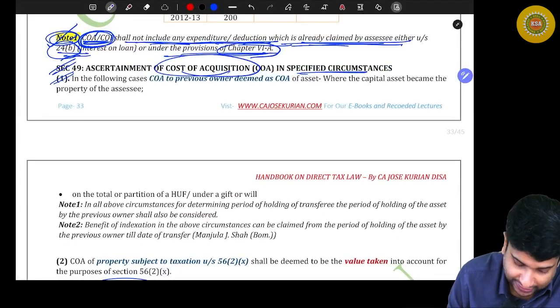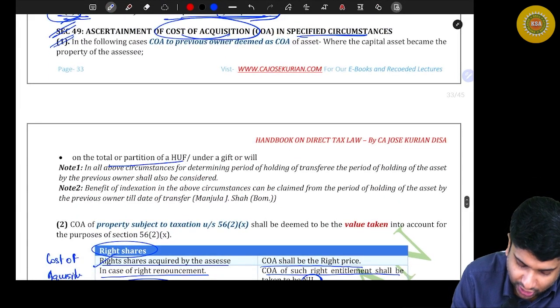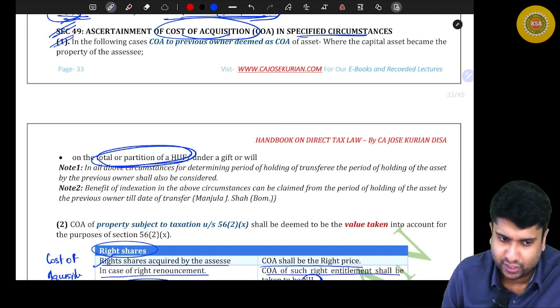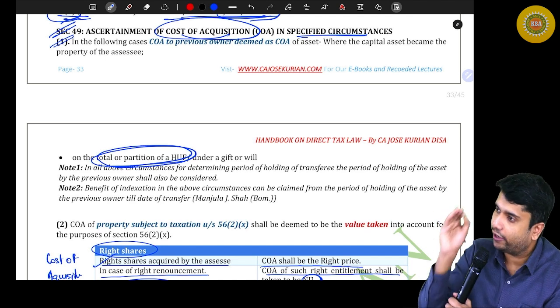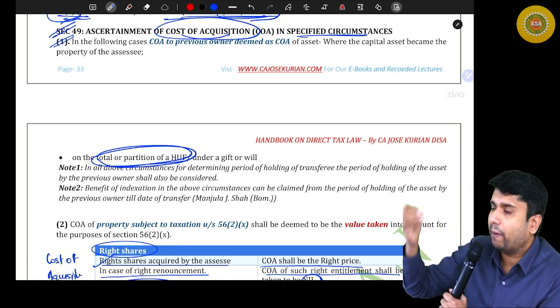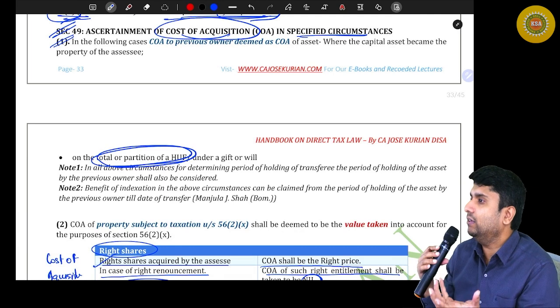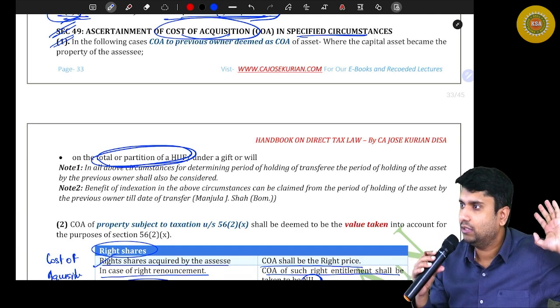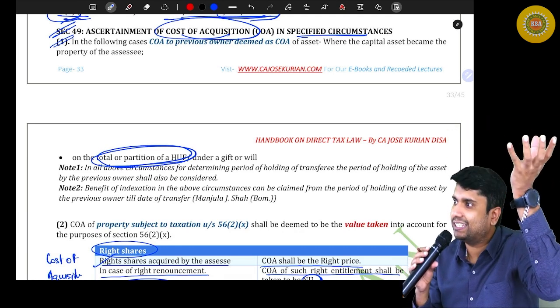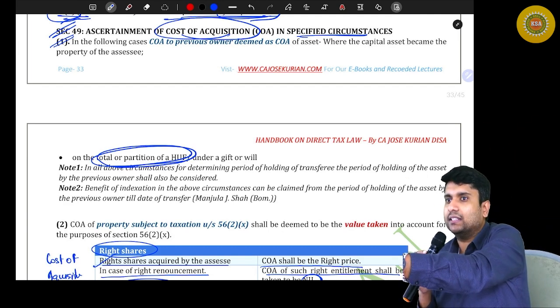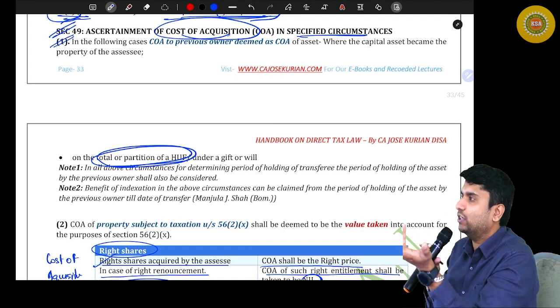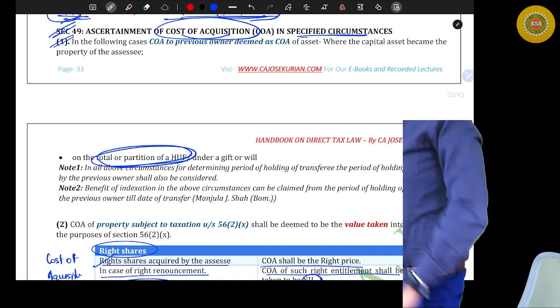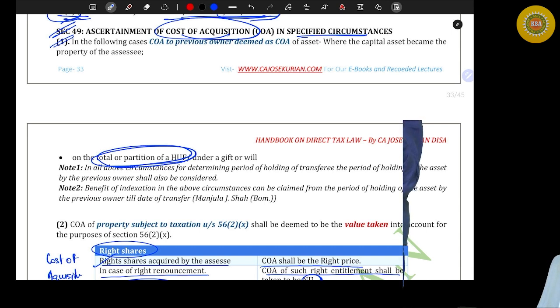Now moving on with the next item, and there is one more thing, total or partial partition of HUF. What do you mean by total or partial partition? Instead of father, say an HUF bought an asset. One of the members of the HUF says, I'm not interested in doing joint business, I want my share, I'm going out. The HUF gives that particular asset to the outgoing member. So the circumstance is same. Instead of father, it will be HUF. Instead of son, it is the going member. Then the rest is same.